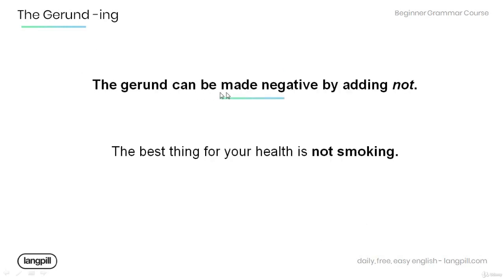Remember that the gerund can be made negative by adding not. For example, in this sentence, we have the best thing for your health is not smoking.